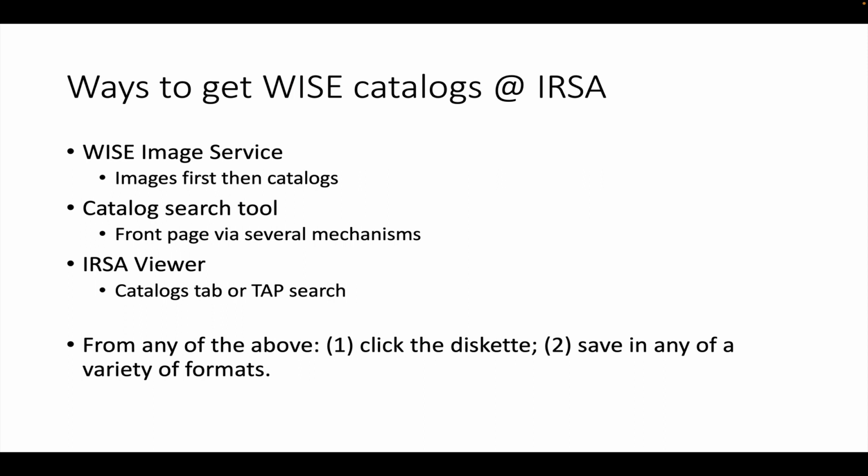All the different ways to get WISE catalogs at IRSA. There are basically 3 ways to do it. Via the WISE image service, in which you get images first and then catalogs. Via the catalog search tool, which you can get to from the front page via at least 2 different ways. Or via IRSA Viewer, where you can search via the catalogs tab or explicitly via a tab search. You can also do it via APIs, but I'm not going to cover that in this video.